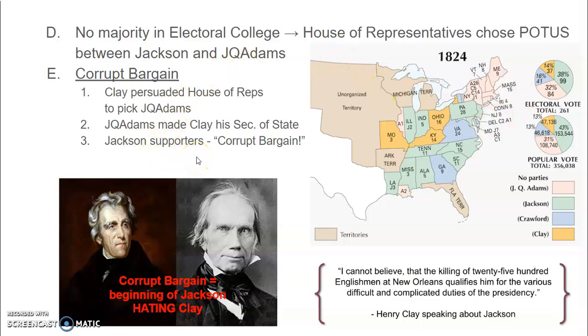They're like, Jackson won the most popular votes. Jackson won the most electoral votes. He should be president. But you guys are making some kind of shady deal behind closed doors. This is a corrupt bargain. Corrupt means like shady, right? Bargain is a deal. So the Jacksonian Democrats is what they're going to be called. The Jackson supporters are like, this is sketchy. This is a corrupt bargain.